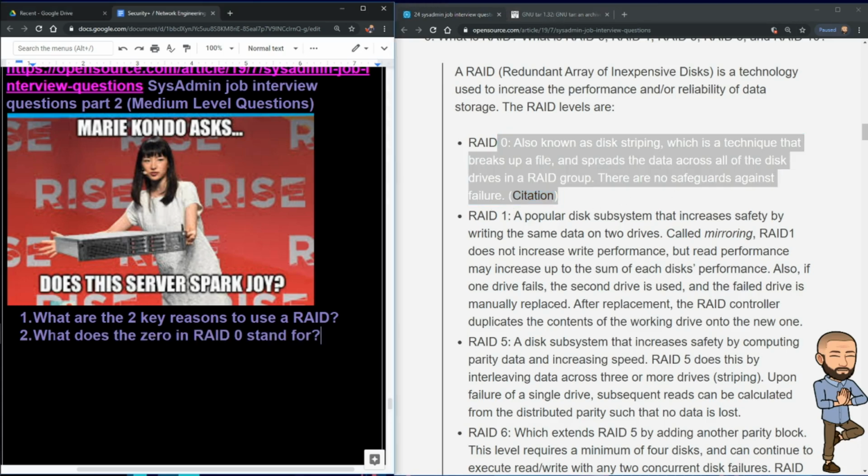Alright, so this is kind of a silly question, but here we go. What does the 0 in RAID 0 stand for? It stands for zero safeguards against failure. This must strictly be a performance thing.